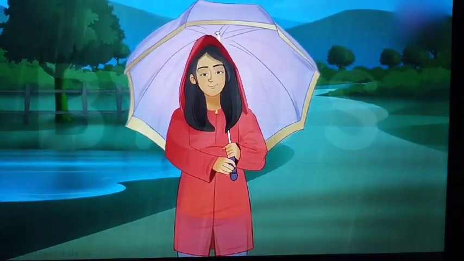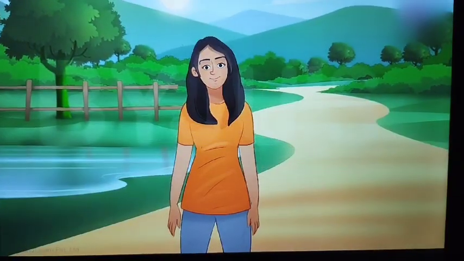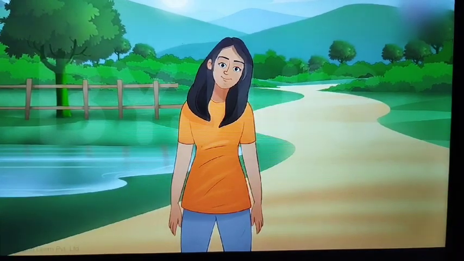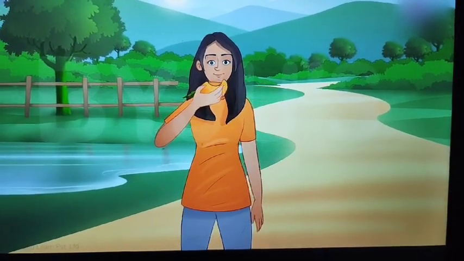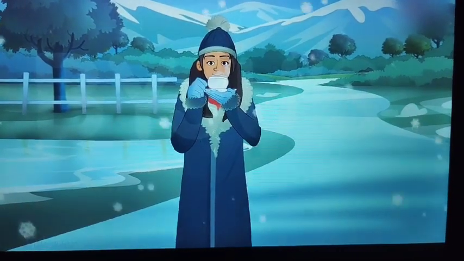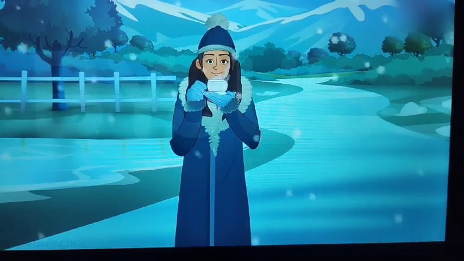As you may have observed, all months in a year are not the same. Some months are rainy, some are cold, while some months are hot, depending on the season. So you might get to eat mangoes during the summer months, and on the other hand, you might be sipping on hot beverages on cold winter mornings.